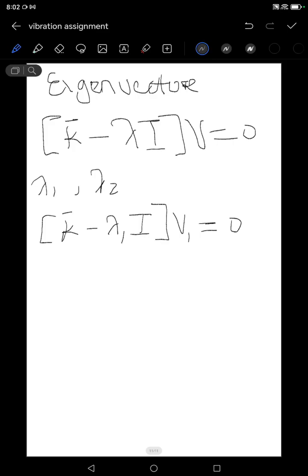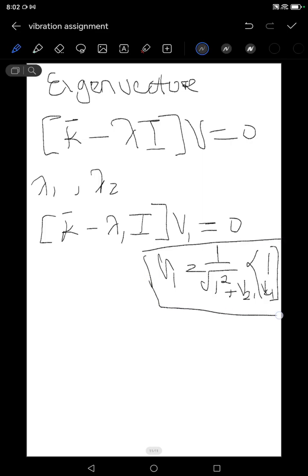So we can write our V1 as 1 over the square root of 1 squared plus V21 squared, multiplied by the vector 1, V21, like this. This is the formula of V1. So what we're going to do here is look for V21, so that we can get V1.